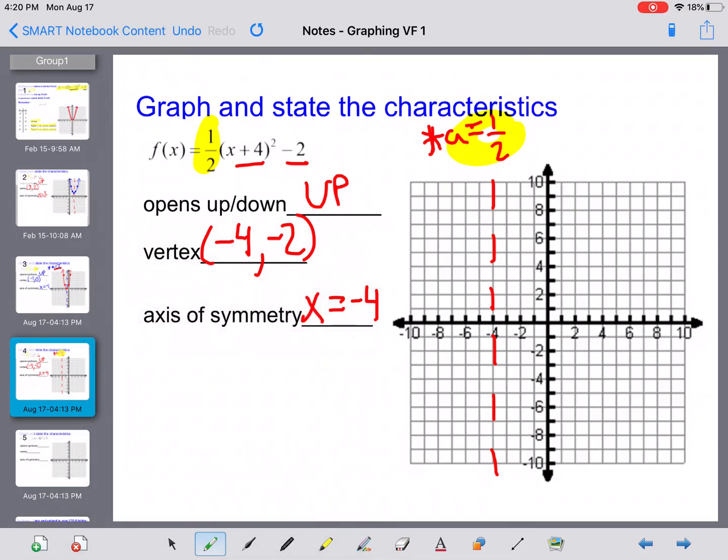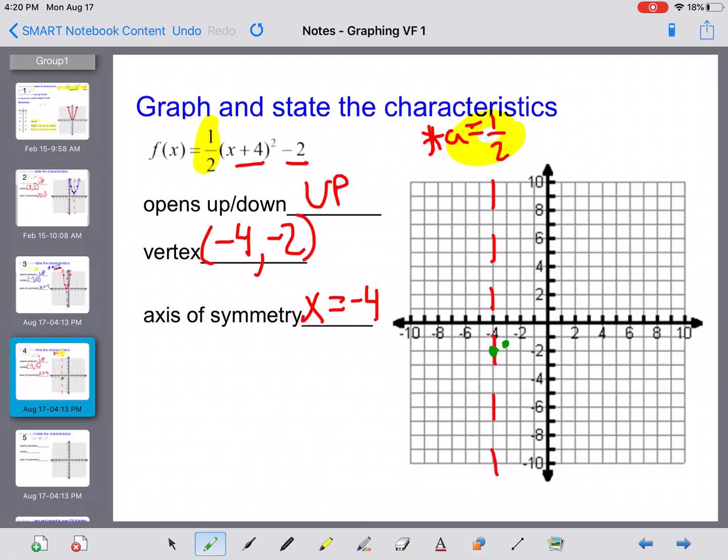And we can go to -4, -2. And from there now we're going to say our parent graph normally goes right one, up one, but we're going to go right one, up 1 times 1/2, which is kind of tough to graph, but it just needs to be somewhere in between those two. It doesn't have to be perfect. But you're at the y value of -1.5.